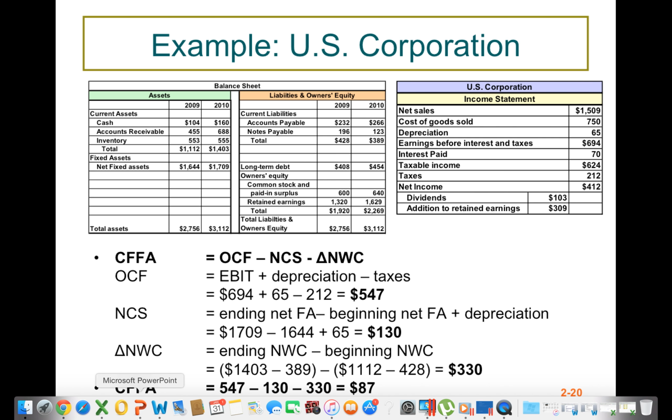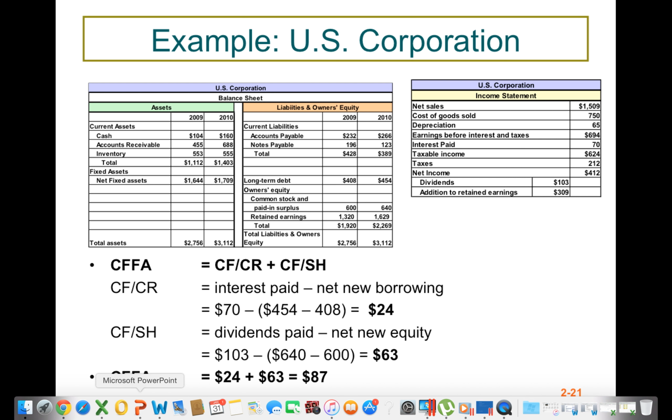So then you plug all those variables into your cash flow from assets formula, which is you're going to take your operating cash flow, which is 547, less the net capital spending, which is 130, less the changes in net working capital, which is $330. You end up with $87 as your cash flow from assets. Alternatively, you could solve for that $87 in another way. So we're going to show you the alternative approach.